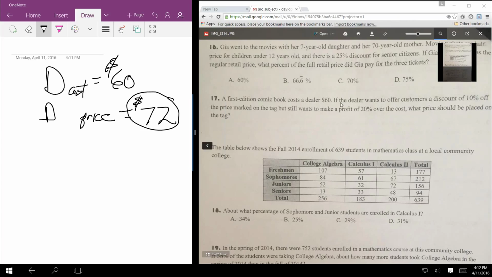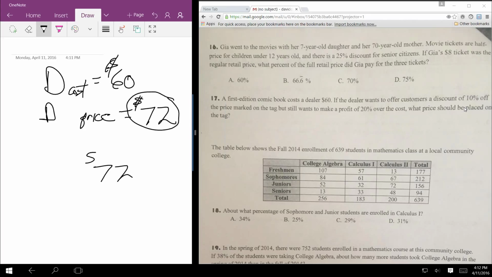But now we go and look at the first part of that middle sentence. He wants to offer it to the customers at a discount of 10%. So he clearly cannot offer it to the customers at $72. Because if he gave them a 10% discount, they'd take off $7.20 and he would not make his profit that he needs to make.